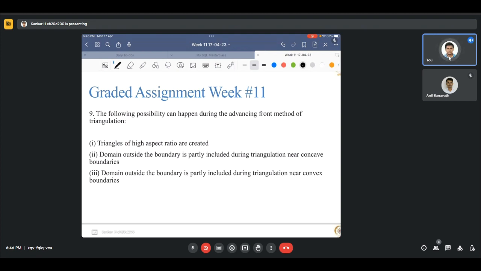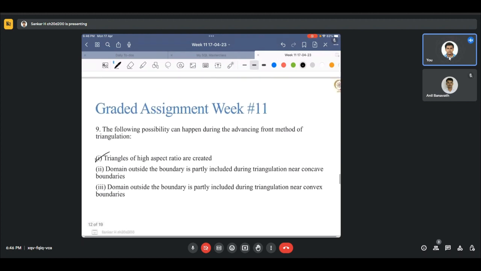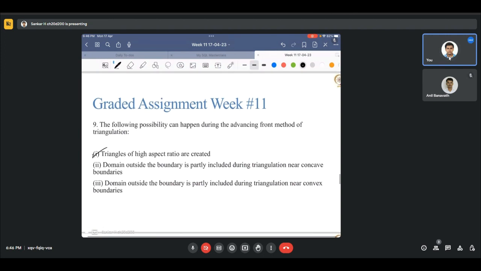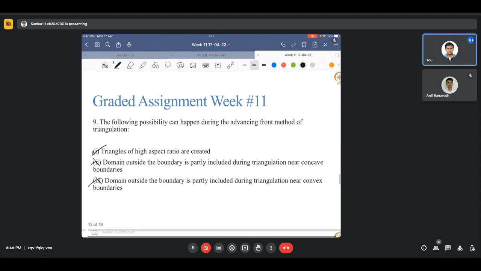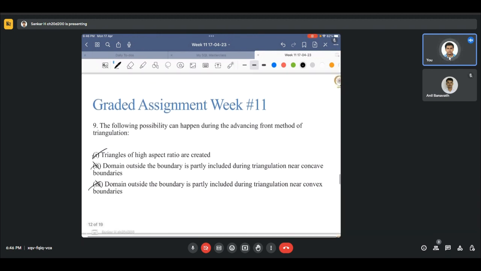The correct answer here is that triangles of high aspect ratios are created. It is explained in the lecture how exactly the triangles of high aspect ratios are created, so I would suggest you rewatch it if you have not understood. Please raise a comment in the forum. And the next two statements are in fact wrong, because for a concave boundary the domain outside is partly excluded, and the same for option 3 as well. So only option 1 here is correct.